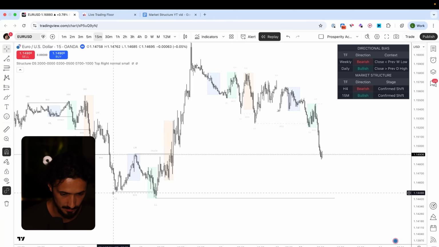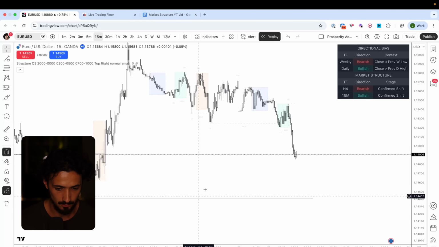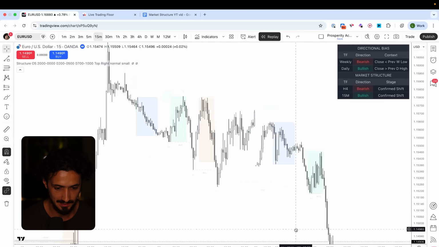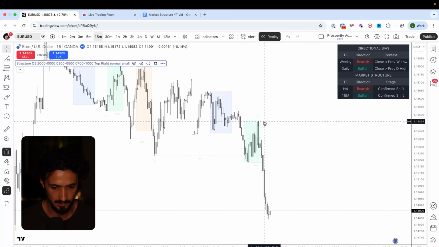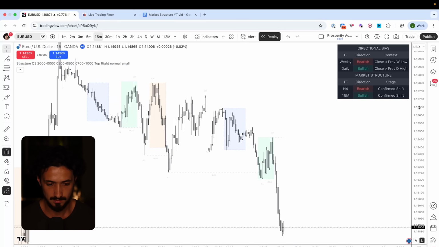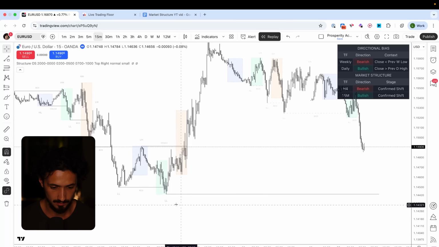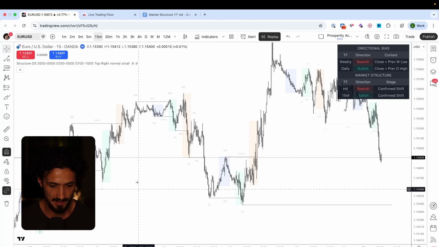And it tells me this is a break of structure. This is my change of character. And it also tells me, if you look in here, I can see internal structure, right? Internal lower high, internal break of structure, internal break of structure, internal break of structure, internal lower high, internal lower high. It tells me the highs and lows. I know that this is a swing high. I know that this is a lower low. I know that this was a break of structure. This was a change of character. So we were bearish, right?